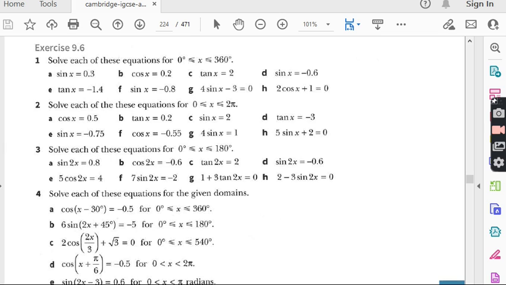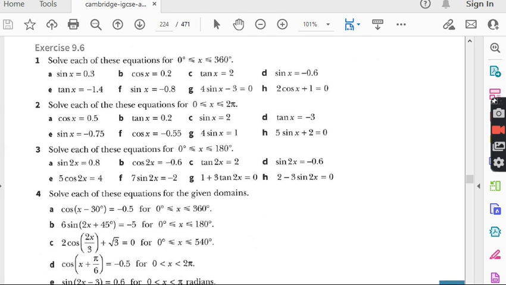Students, in the last lecture we did question number 1 from exercise 9.6, and the topic is to solve trigonometric equations. I told you that solving a trigonometric equation means to find the values of the angle within a given domain. In question number 1, the domain was from 0 to 360 degrees. So we had to find, from each and every part of question number 1, all angles lying in this domain.